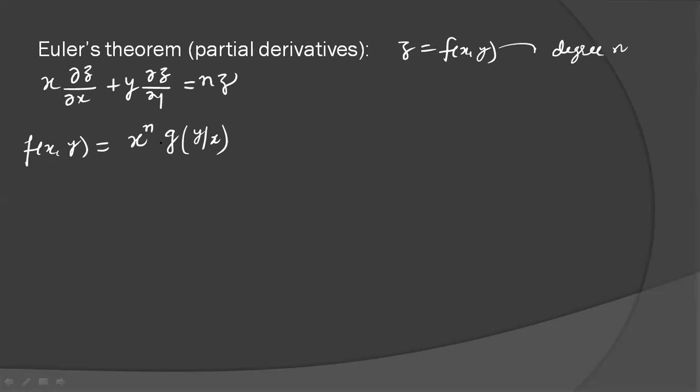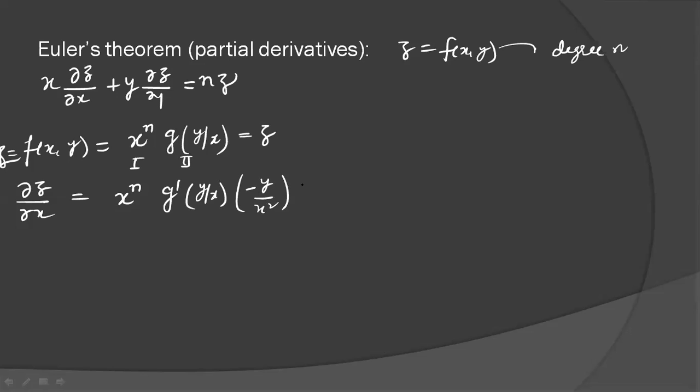I have already told you. Then what will that be? This is equal to z only. So what will ∂z/∂x be? We have x in two places, so we have to use the multiplication rule. First, keeping the outside, the derivative of g is g'(y/x), and differentiating y/x with respect to x gives you −y/x², plus g(y/x) times the derivative of x^n with respect to x, which is n x^(n−1).